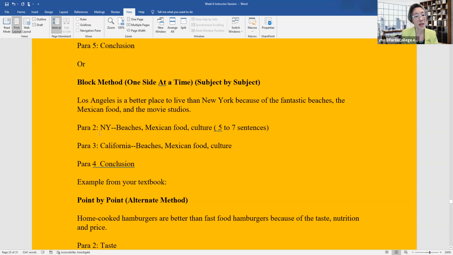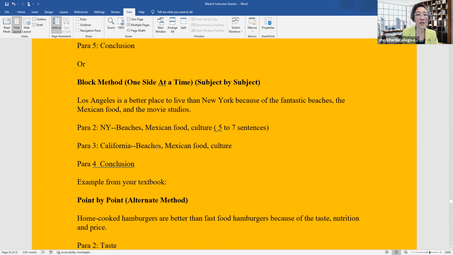So I would write, in New York, Jones Beach looks like it has a lot of cigarettes in it, and it's very dirty, crowded. The beaches are very dirty and crowded. The Mexican food is stale because all the food is shipped from California. The culture, however, is wonderful, okay, very diverse. All of that's going to be in one paragraph.